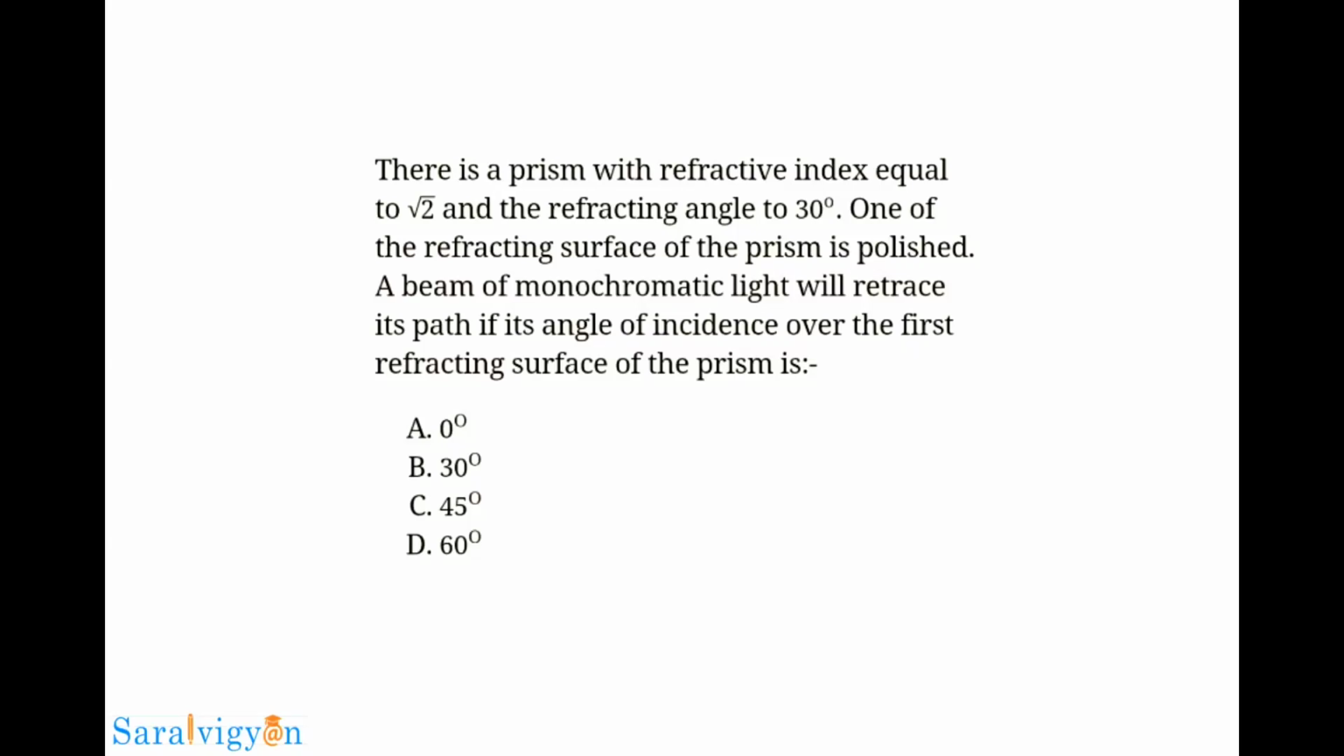A prism with refractive index equal to root 2 and refracting angle 30 degree. One of the refracting surfaces of the prism is polished. A beam of monochromatic light will retrace its path if the angle of incidence over the first refracting surface of the prism is: A, 0 degree; B, 30 degree; C, 45 degree; and D, 60 degree.